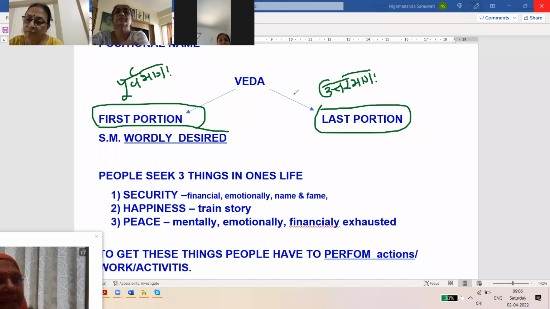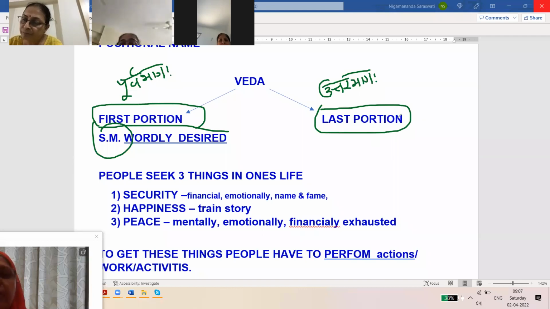But why is it divided? So here I have written, the subject matter is different. Veda is a voluminous book, but the subject matter is different in the first part of Veda and different in the last part of the Veda. So before going to the last part of Veda, we have to see what is given in the first part, in the Purva Bhaga of Veda. I have written here, the subject matter of Purva Bhaga is nothing but worldly desire.